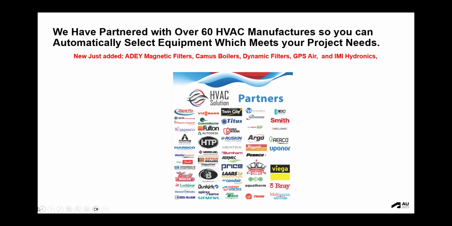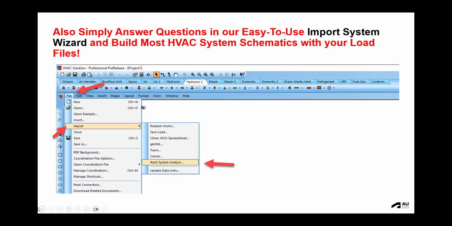So we've partnered over the years with 60 manufacturers plus, so you can automatically select equipment which meets the project needs. New just added are the ADI magnetic filters, Camus boilers, Dynamic filters, GPS air products, and here next month the IMI Hydronics. There are the other partners below.